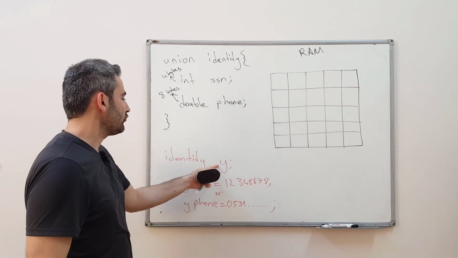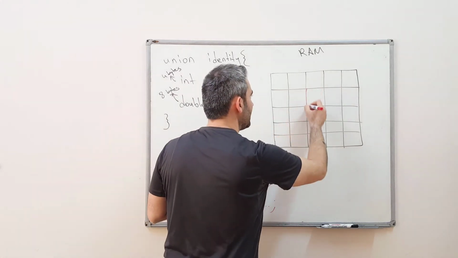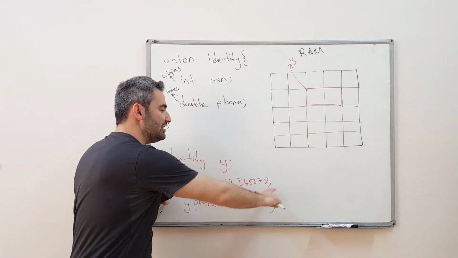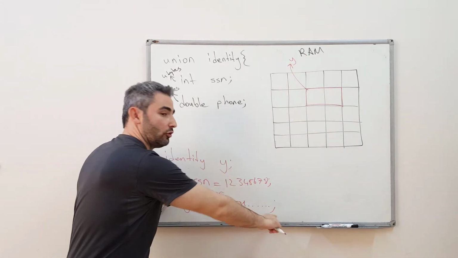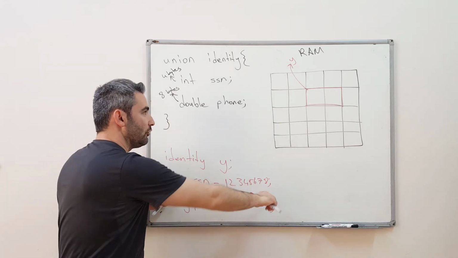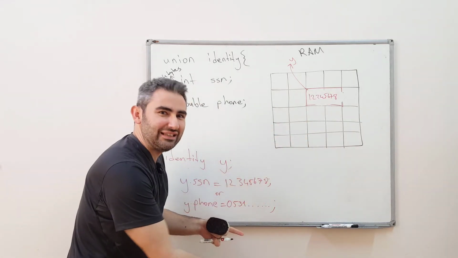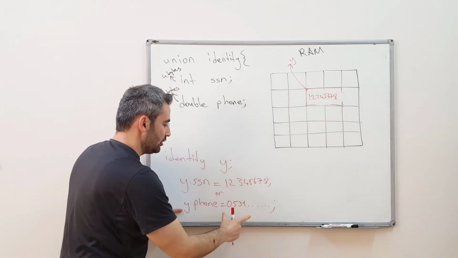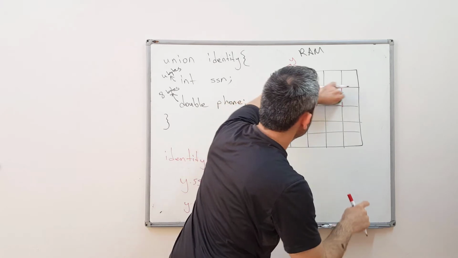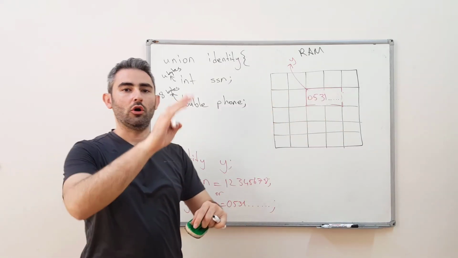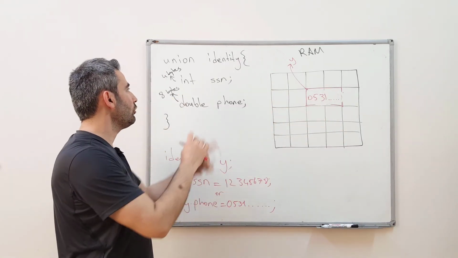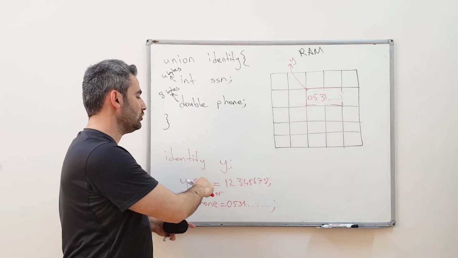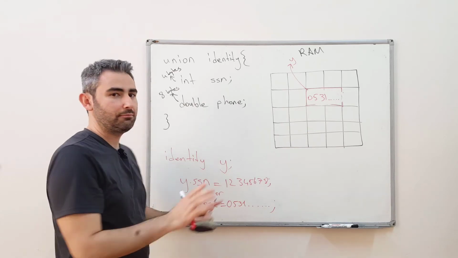So 8 bytes of space will be allocated in the memory, let's say here, and this is our Y. You can only store this information or this information. So let's say if you write this information here and somewhere else in the code you write this information, this will be overwritten. So this number will overwrite the old number and this will be long gone. In structure, you can use all of the features, variables here, one by one, together. But in union, you can use either this one or this one, not both of them.